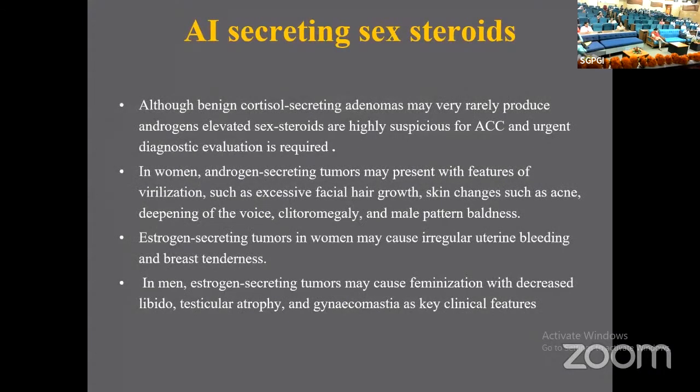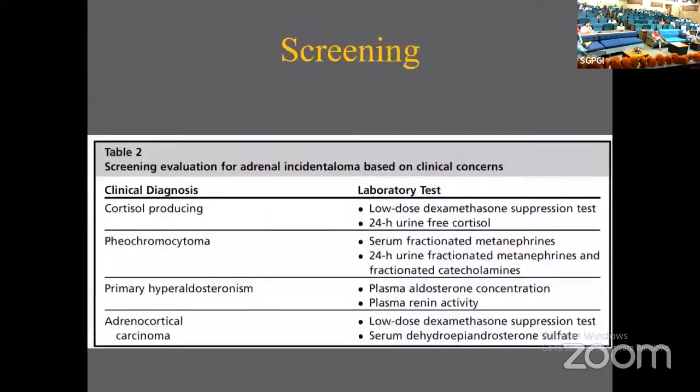The third lesion is usually the sex hormone or sex steroid secreting adrenal lesions, and they may be either androgen producing or estrogen producing. So in women, if there's an androgen-secreting tumor, there may be features of virilization, such as excessive facial hair growth and skin changes, whereas estrogen-secreting tumors in women will cause breast tenderness and irregular uterine bleeding, whereas in men, the estrogen-secreting tumors may cause feminization, such as decreased libido, testicular atrophy, and gynecomastia. And once a patient presents with these features, the estimation of sex hormones or 17-hydroxyprogesterone is the investigation of choice.